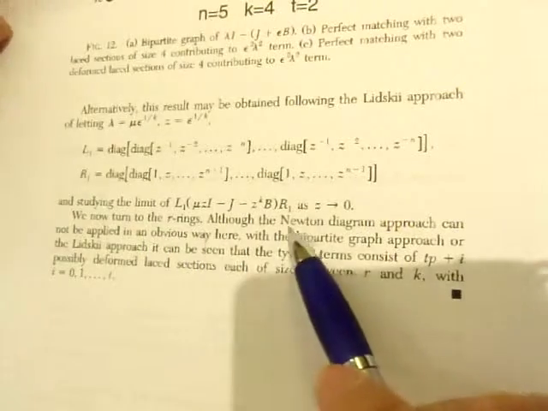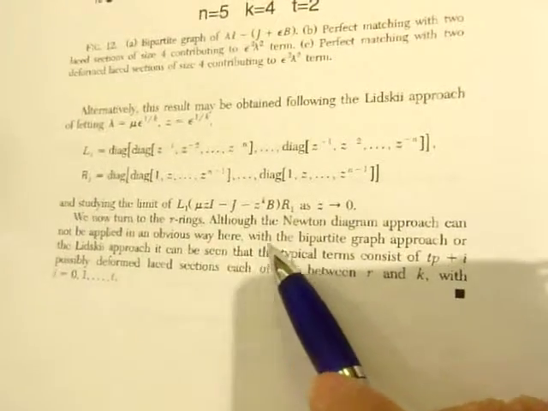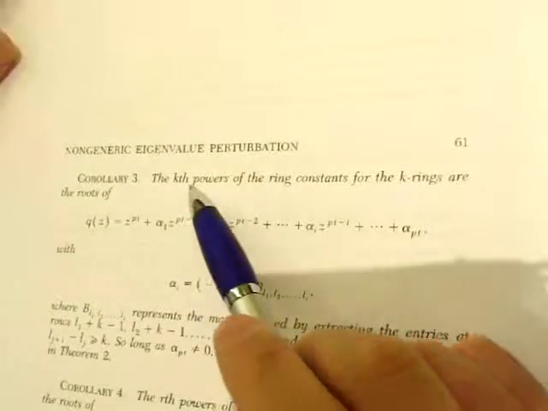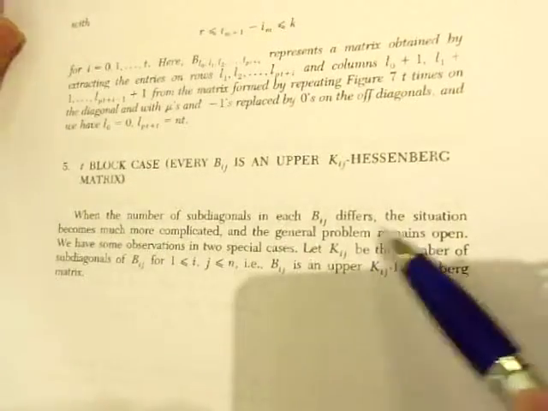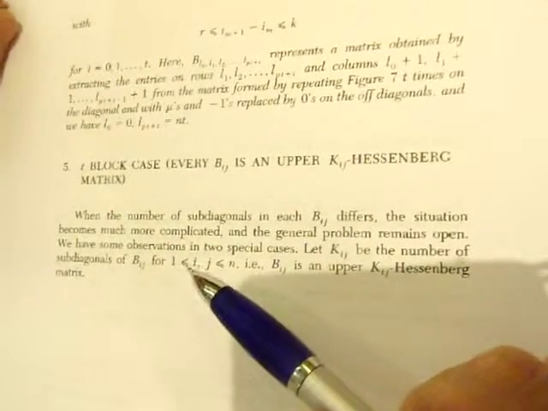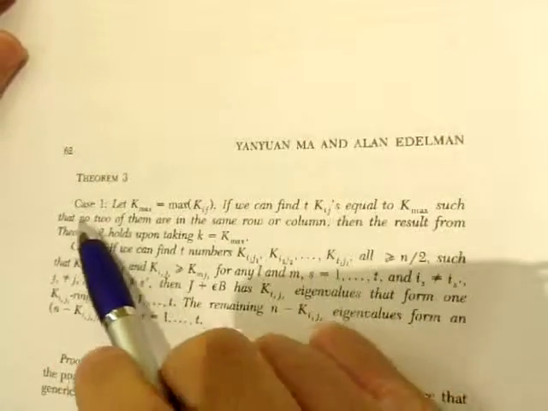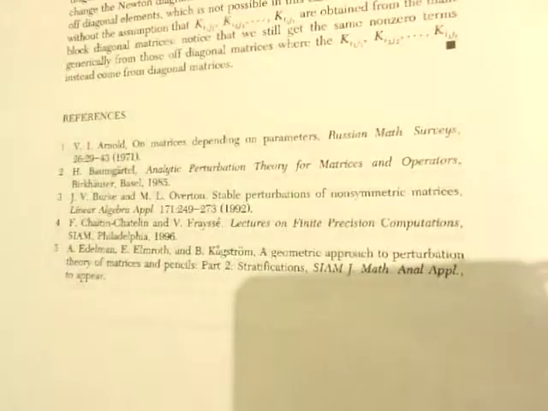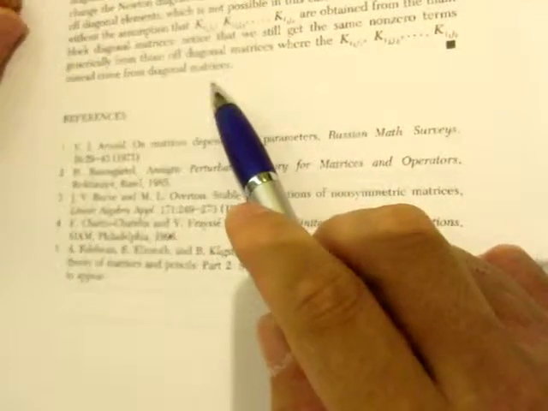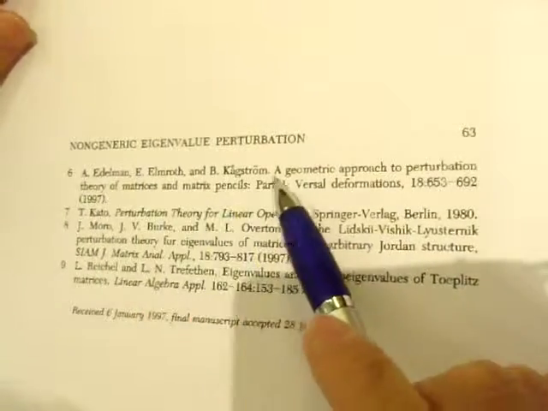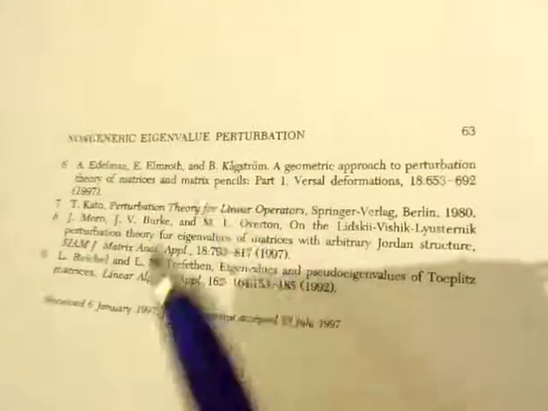We now turn to the ring. Also the Newton diagram approach can be applied. We have here a graph approach. Let's approach the scientific proof of the ring concentration of the roots. When the numbers differ, the situation becomes more complex, a general problem that is open. Such tools are roots for the whole. Regular matrices, diagonal matrices. Geometric approach, perturbation theory, matrix function.